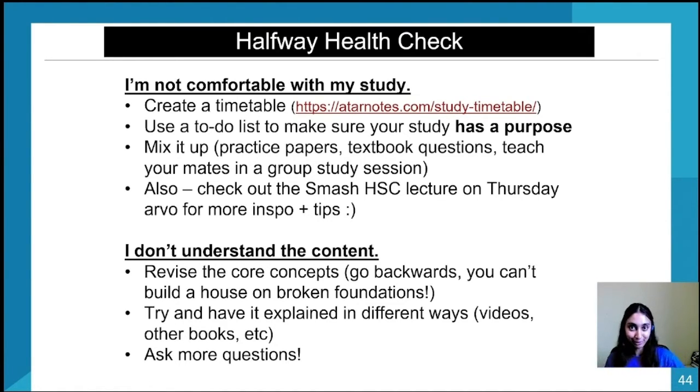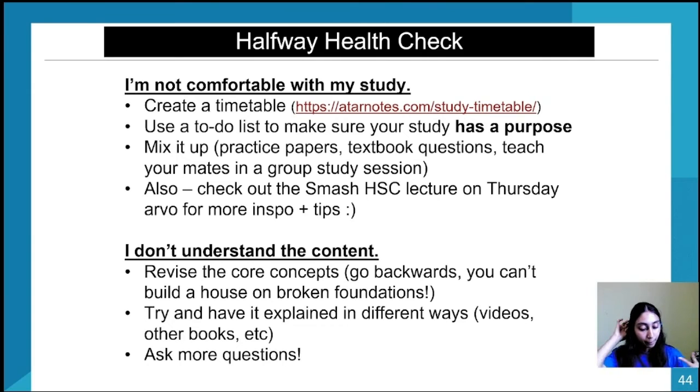What I've received a lot in previous health checks is I'm not comfortable with my study. So create a study timetable. We have an actual template on our ATAR Notes website, so take a look at that. I've got the PDF of the slides, by the way, I think it's on the right-hand side, so you guys have access to everything that I'm doing right now as well. Use a to-do list to make sure your study has a purpose. It's something that I, to this day, live by, as I was talking about earlier.